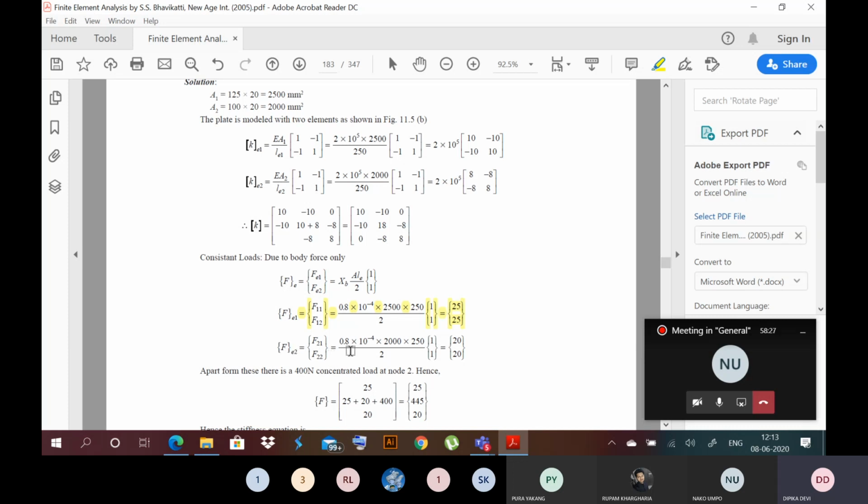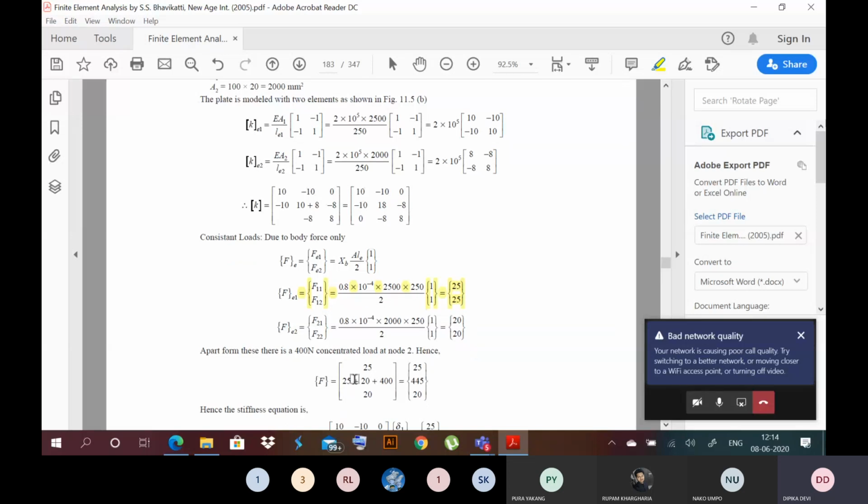For element 2 also, there will be contribution of the body force at node 2 and 3, because element 2 is connected to node 2 and 3. So whatever values we get after calculation, putting the value of cross section, rho and length, these will be contributed to node 2 and 3. So this is for element 2, this is for element 1. 25 will be contributed to node 1 and 2. 20 will be contributed to node 2 and 3.